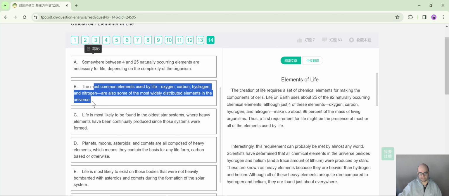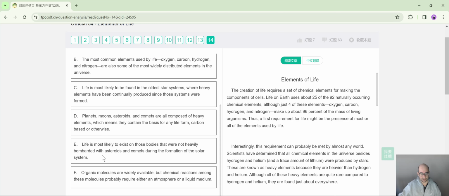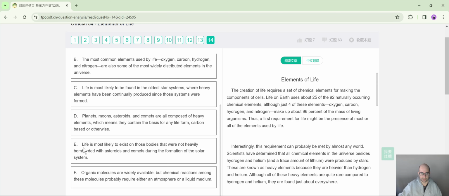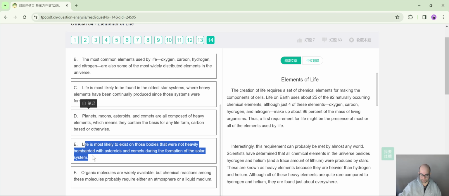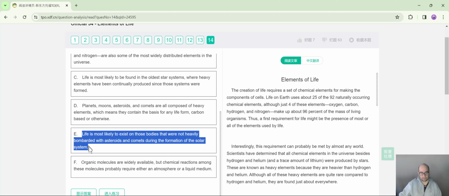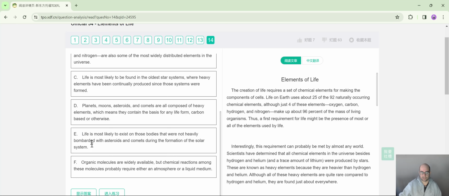So far we have B and D. Now we're probably down to these two. Life is most likely to exist on those bodies that were not heavily bombarded. I don't remember any questions about the heavy bombardment part, okay? Or bombarding of something like asteroids and comets. So since I don't remember this in my questions, it's probably wrong. It could be a minor idea too, but that would still make it wrong. Something this specific that wasn't in my questions is wrong.